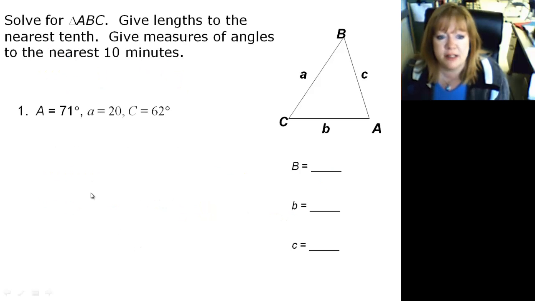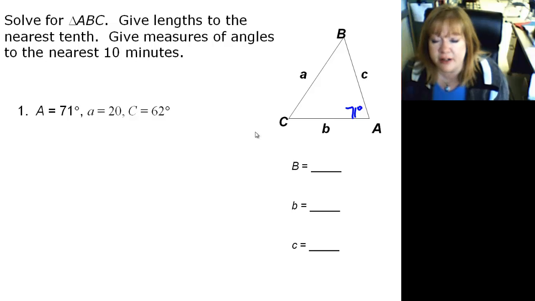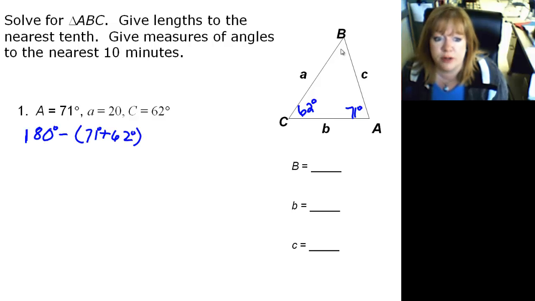All right, let's solve this guy. Solve triangle ABC. Give the lengths to the nearest tenth. Give the measures of angles to the nearest 10 minutes. I have told you before, you always want to find the acute angles first. In this case, you have angle A and angle C. I like to draw a triangle because the law of sines is opposite side over the sine of the opposite angle. So I've got 71 degrees, 62 degrees. I can find angle B right away because the angles of a triangle have to add to 180. So I'd end up with 47 degrees. Then that's going to be my angle B.